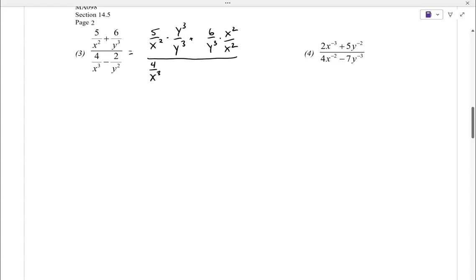Well, before we simplify, if we do that, 4 over x cubed is going to be times... Good. And the next piece will be 2 over y squared times x cubed. Good. And remember, again, we got to keep everything equal.